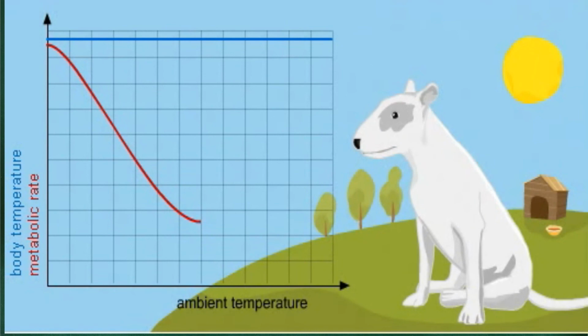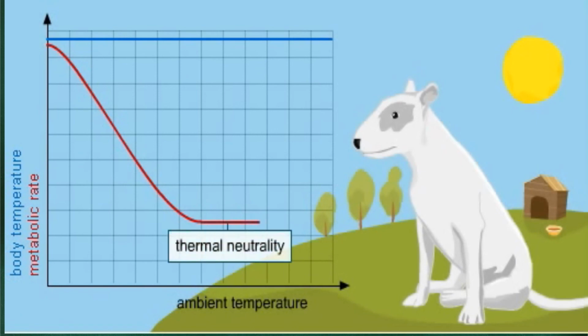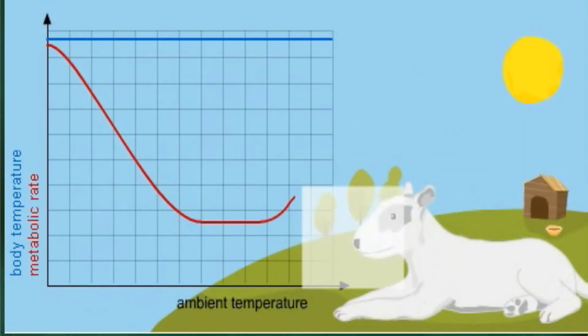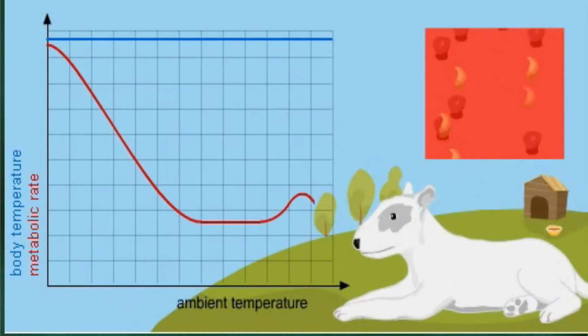Within a certain temperature range, the basal metabolic rate remains constant, even if there is a further increase in ambient temperature. This temperature range is referred to as the zone of thermal neutrality. When the ambient temperature becomes too high, the homeostatic mechanisms fail and the metabolic rate initially increases and then rapidly decreases as a result of thermal denaturation of enzymes.